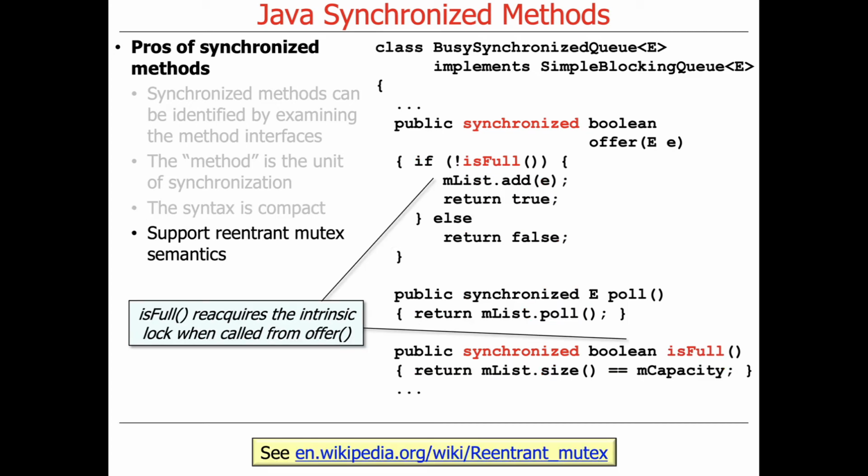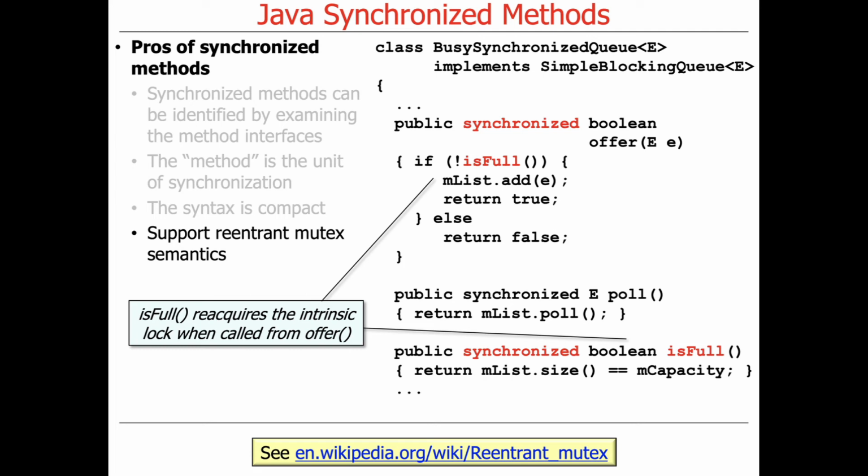Another nice property of synchronized methods, which may not be entirely obvious at first, but it's good to know, and it is consistent with other discussions we've had, is that they support reentrant mutex semantics. If you remember our discussion from a week or so ago where we talked about reentrant mutex in the context of Java reentrant lock. So here's an example of this.